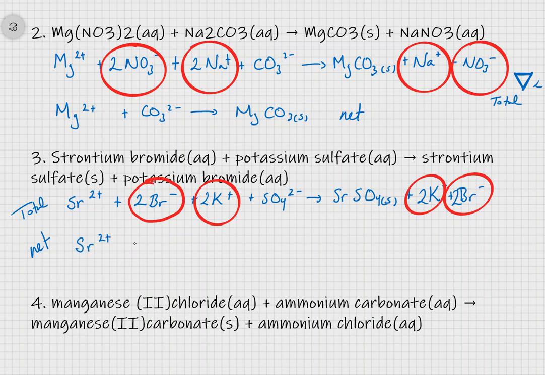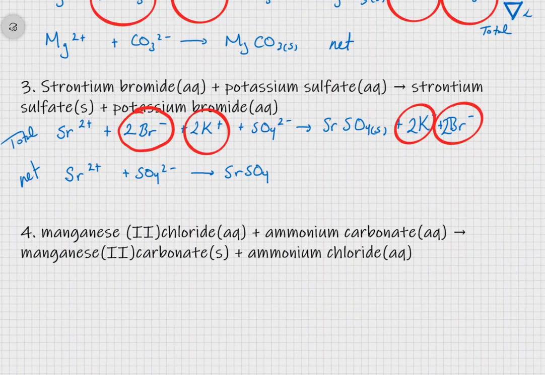So Sr 2 plus, SO4 2 minus yields SrSO4. Notice it's still balanced as you write these. Okay, so everything stays balanced as you go through these.